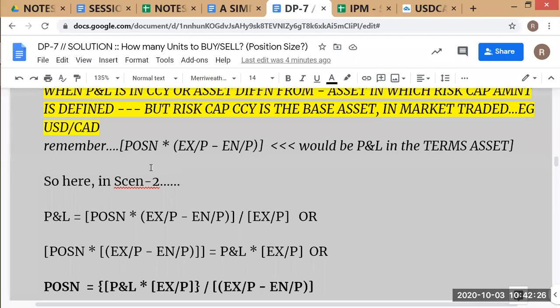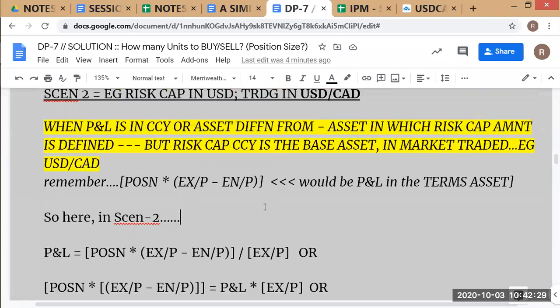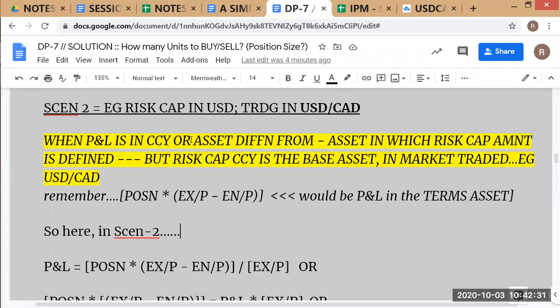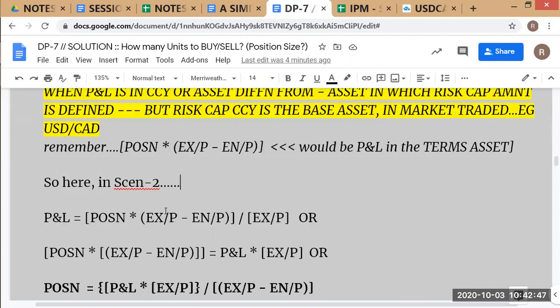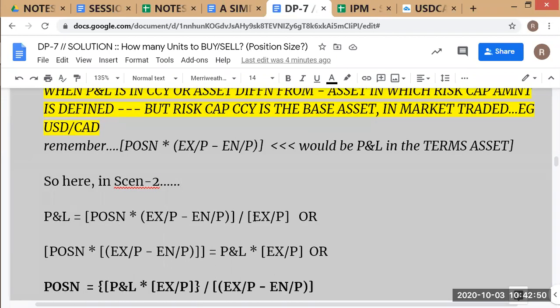capital currency. So when you feel that the PNL is in a currency or asset which is different from the asset in which the risk capital amount is defined, here PNL is in candy and risk capital is in US dollars. So we have to make sure that the formula converts the candy PNL into a US dollar PNL by dividing by the exchange rate at the time of exit. Okay, basics, very basic. It's not very complicated.